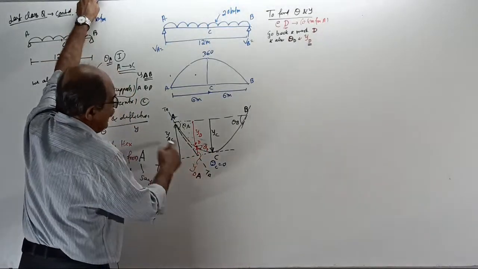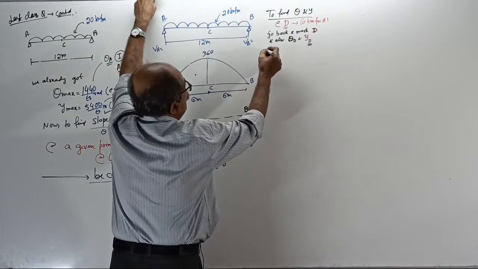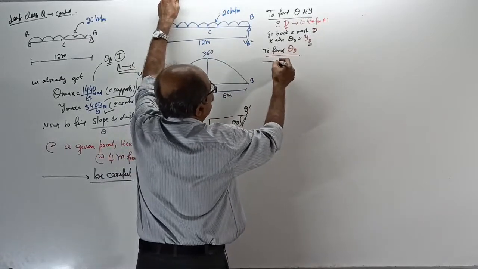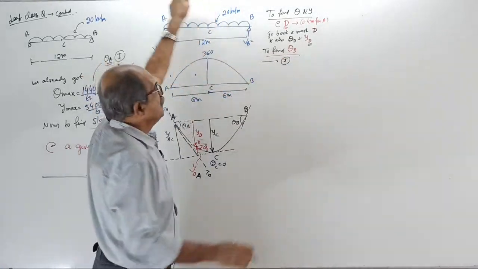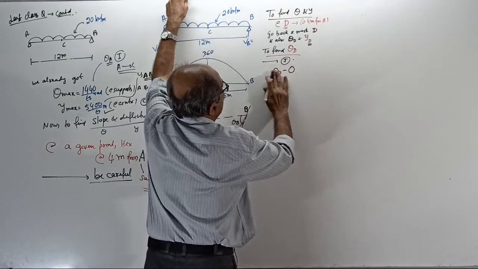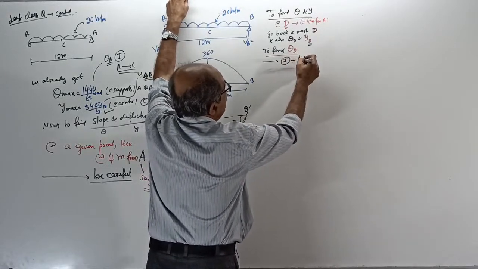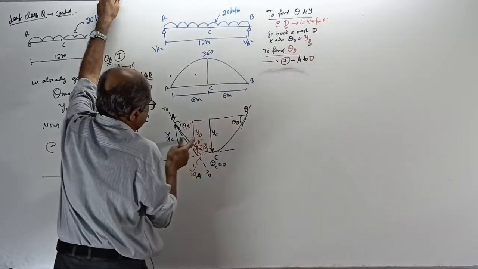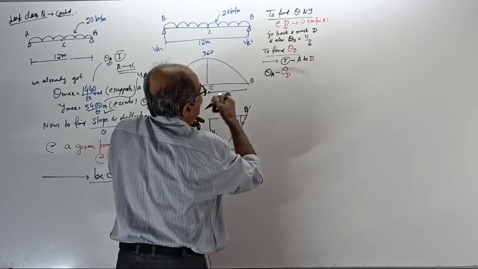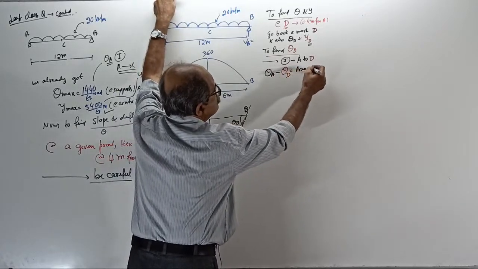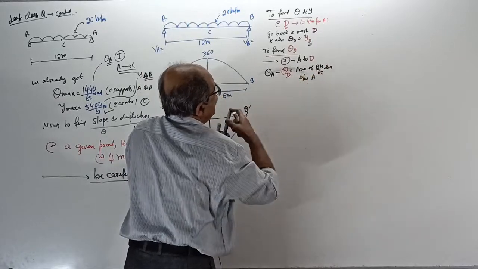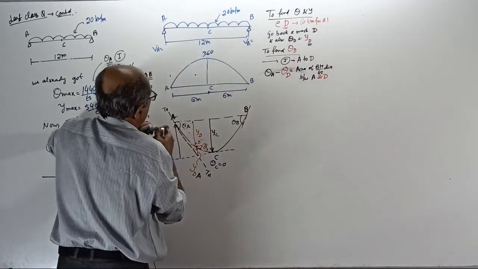Now, correctly write. To find theta D, remember theta D, apply Moore's first theorem from A to D. Then slope at A minus slope at D equals area of BM by EI diagram between A and D.